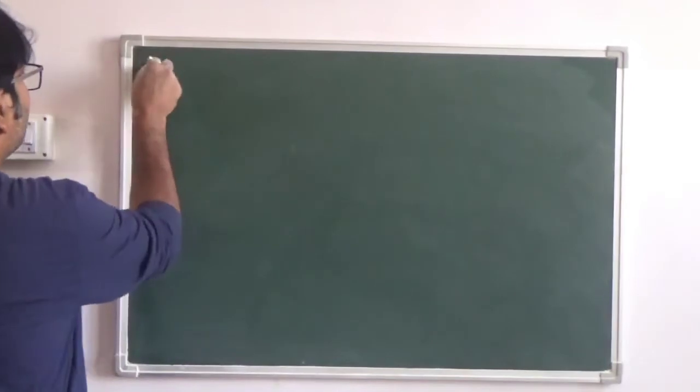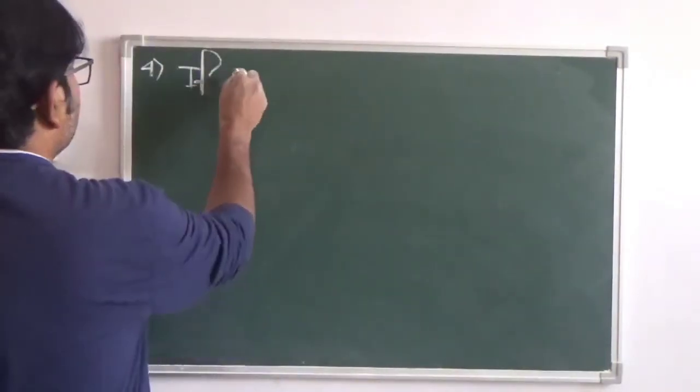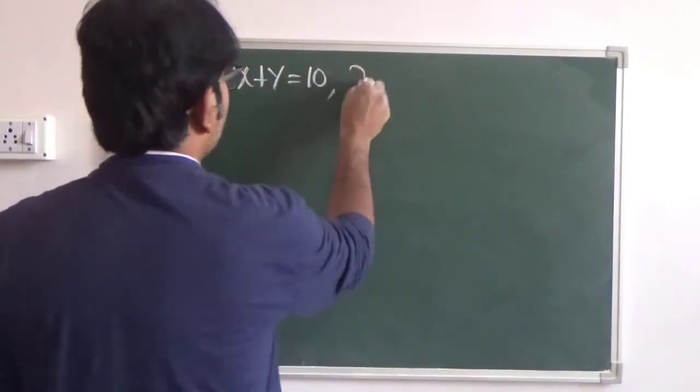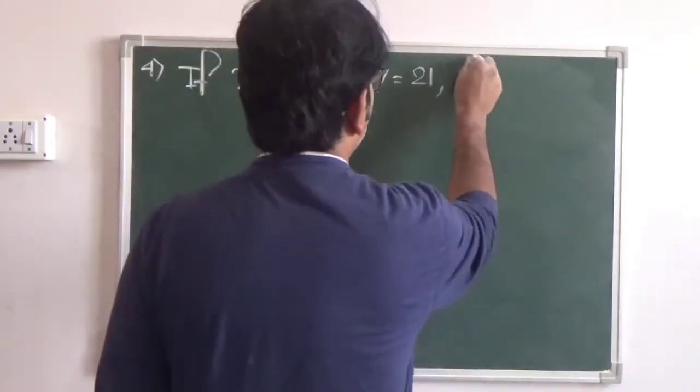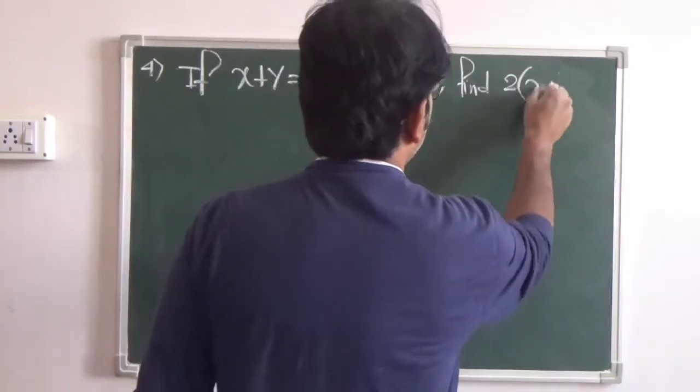Next, number 4. If x plus y equals 10 and xy is 21, find twice of x square plus y square.